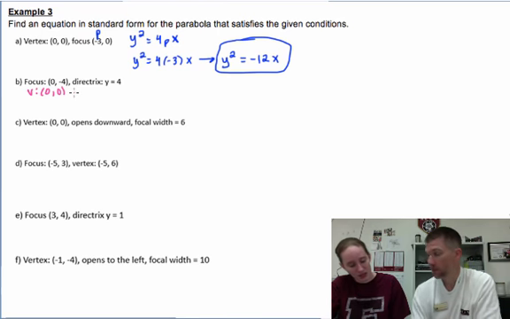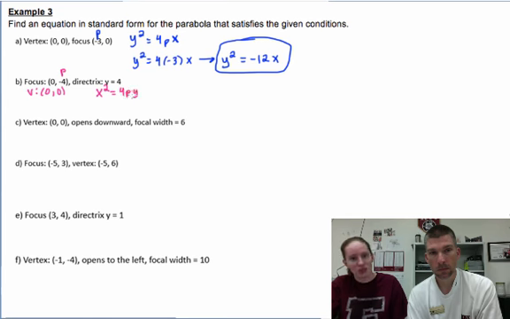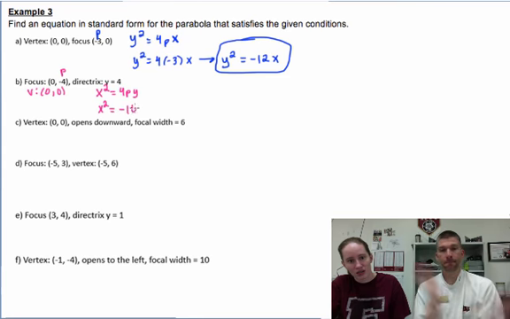Nothing else changes. And so if we look at our chart, that means we're in the first column because we've got (0, something), and we've got y equals something. And so from this, we know that p is -4, because the directrix has a -p, and that makes sense. So our standard form this time is x squared equals 4py.